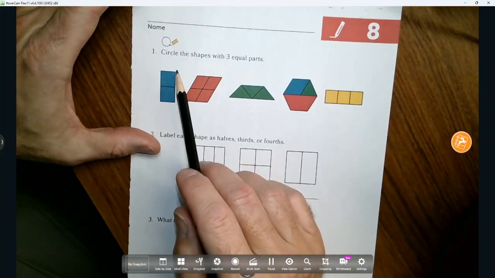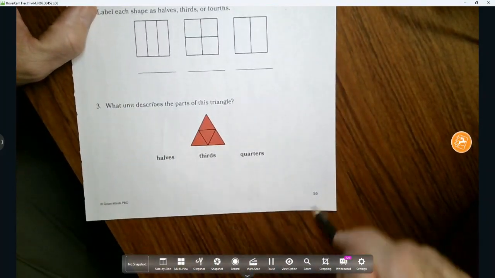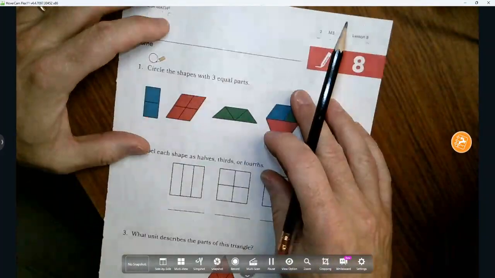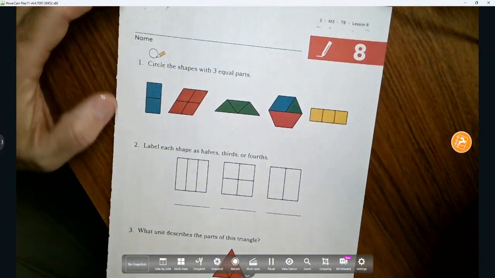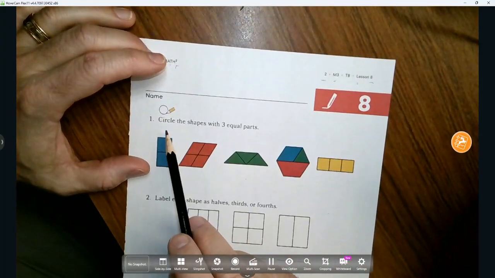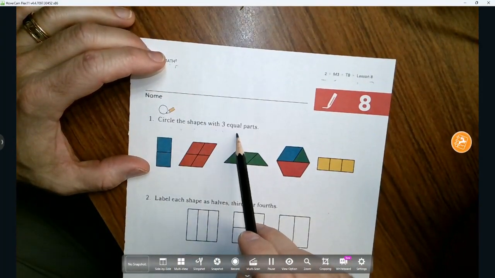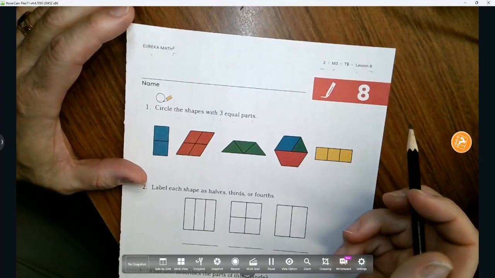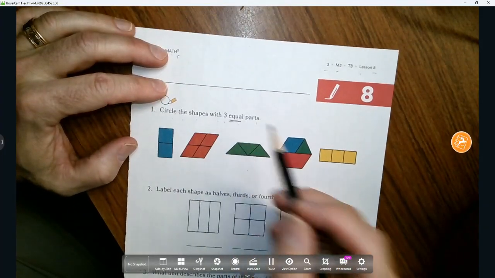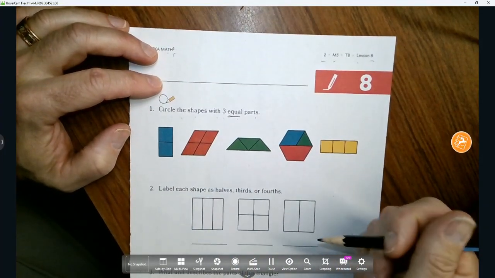All right, let's get right to it. This is page 55. There's nothing on the back, just 55 in it. Let's knock this one out real quick. Circle the shapes with 3 equal parts. So find all of them with 3 parts, but it says equal. Equal means they're the same size.